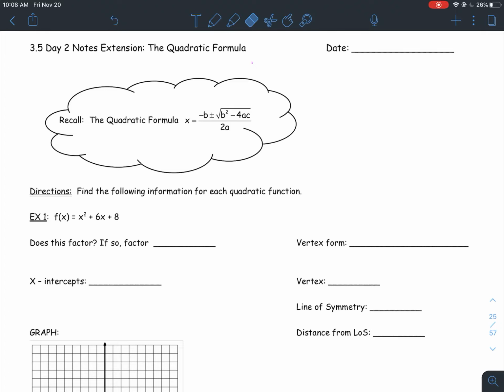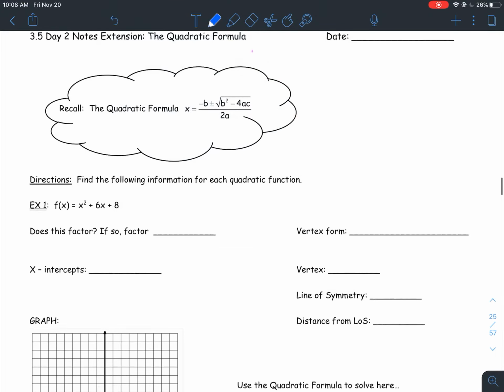Hello, Math 2 students. So today we're going to go over the 3.5 Day 2 Notes extension, and we're going to delve deeper into different ways to solve quadratic functions. So far we've really focused on how to solve using the quadratic formula, and we've touched on two other methods as well, which are factoring, setting equal to 0 and solving, and the completing the square method. So we're going to try those out today.